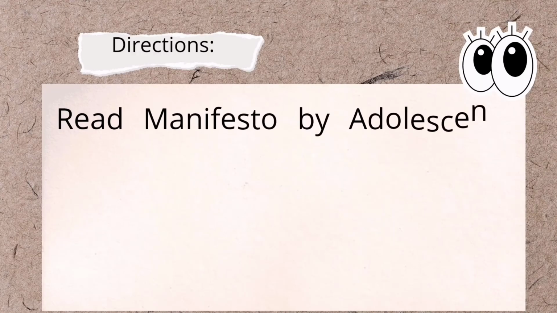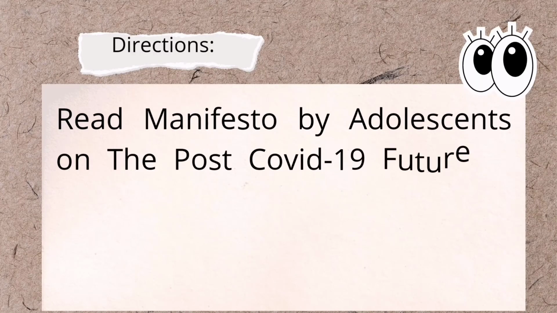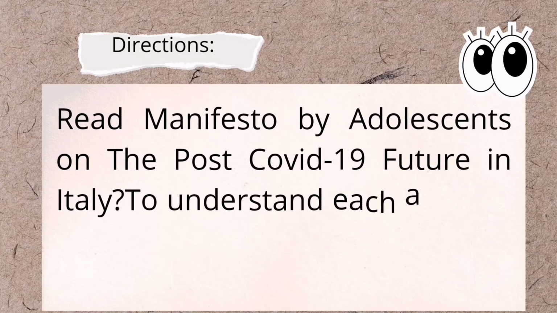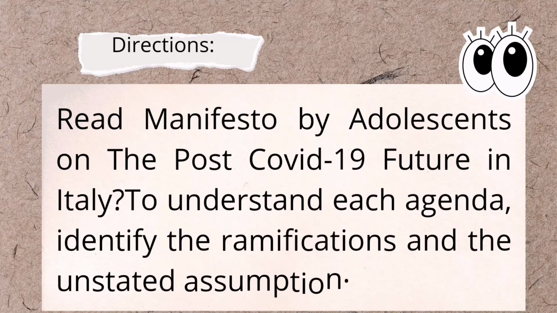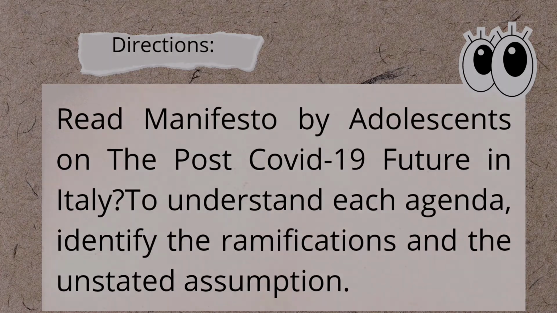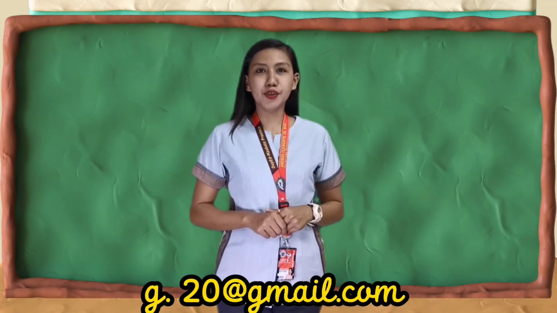Directions. Read Manifesto by adolescents on the post-COVID-19 future in Italy, and to understand each agenda, identify the ramifications and the unstated assumption. You can send your answers through email.